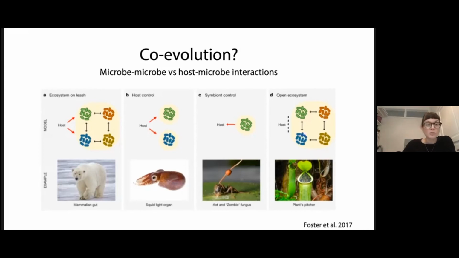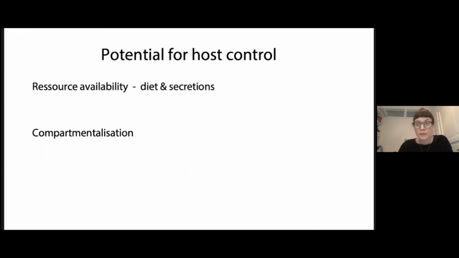And because the microbes have a short generation time, what is important here is how they are doing in competition with the other microbes in the gut. So how can the host influence and control the composition of the microbiome? Some of the mechanisms that have been proposed is that the host can control the resource availability.